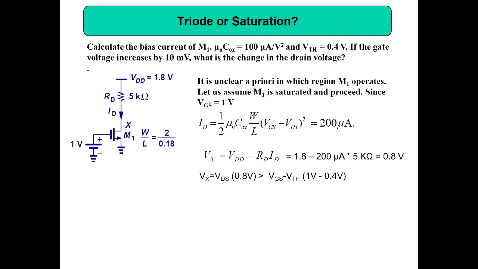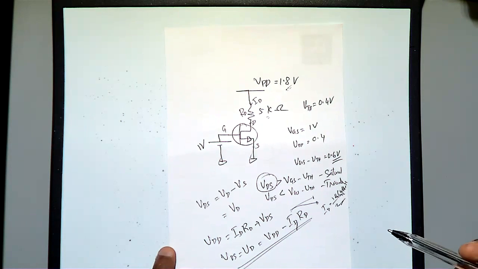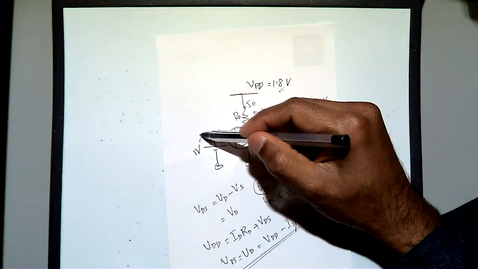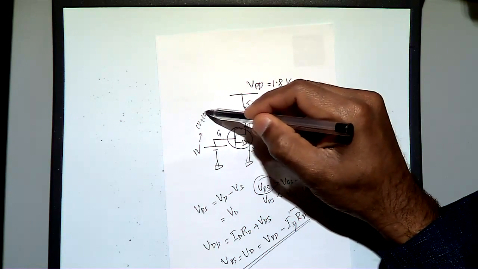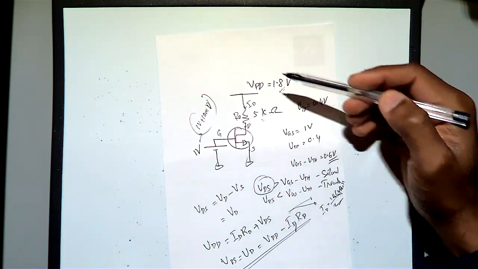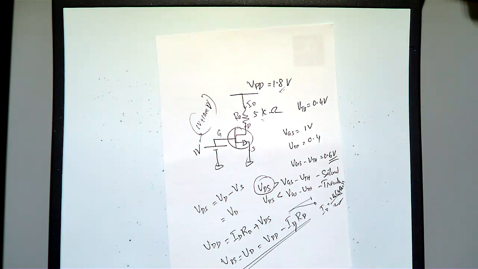Now the question is, if the gate voltage is increased by 10 millivolt, what is the change in the drain current? How will you do it? We have to repeat the same, because now VGS, your 1 volt, is going to increase to 1.01 volt, because it's 10 millivolt. What it is asking is how much the drain current changes. So I have increased the input from 1 volt to 1 volt plus 10 millivolt. If that is the case, what is the change in the drain current? When you find that out, you can also find out the gain.